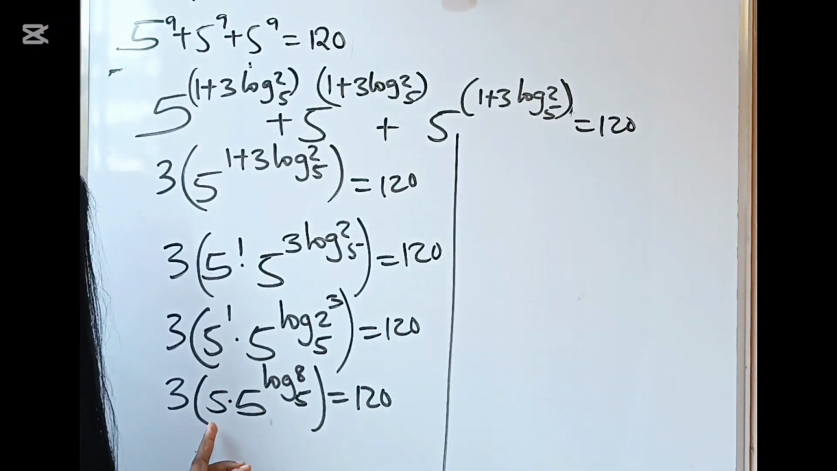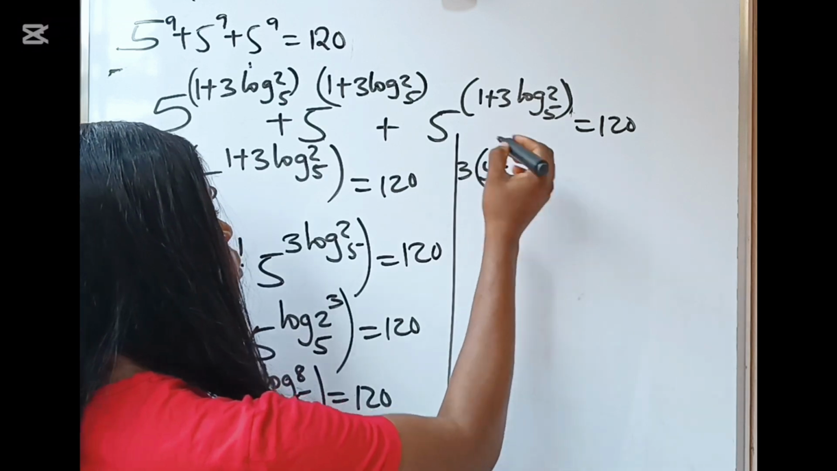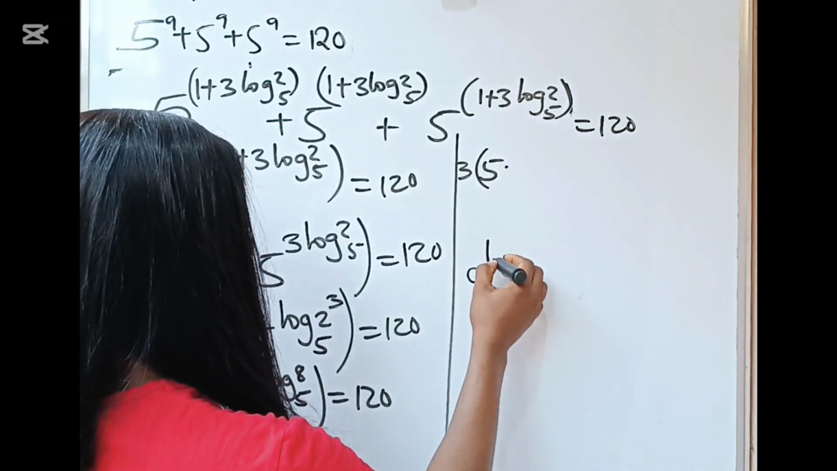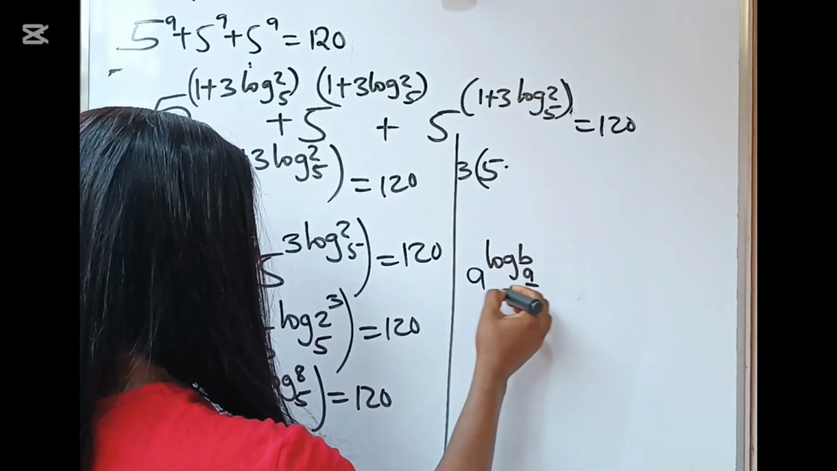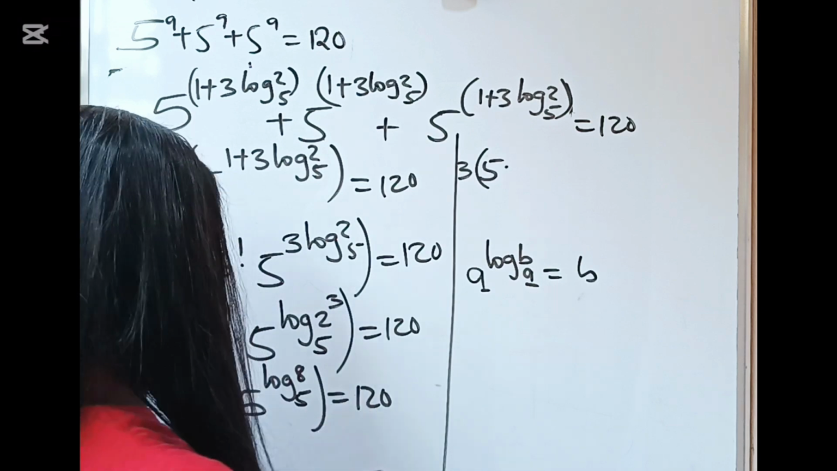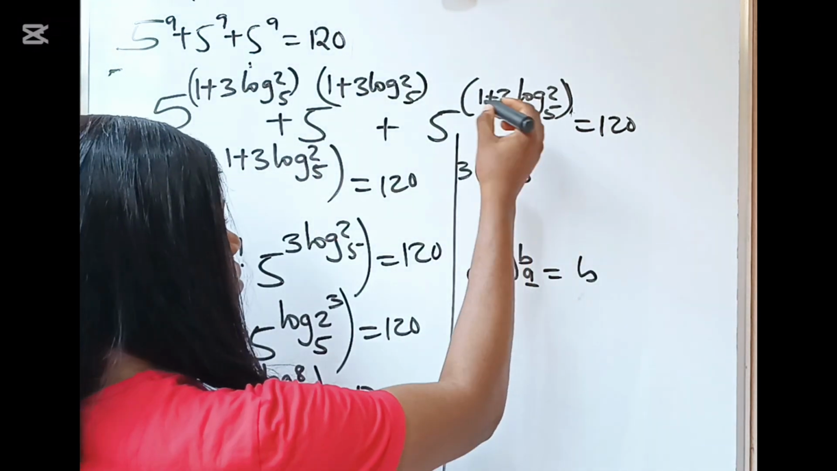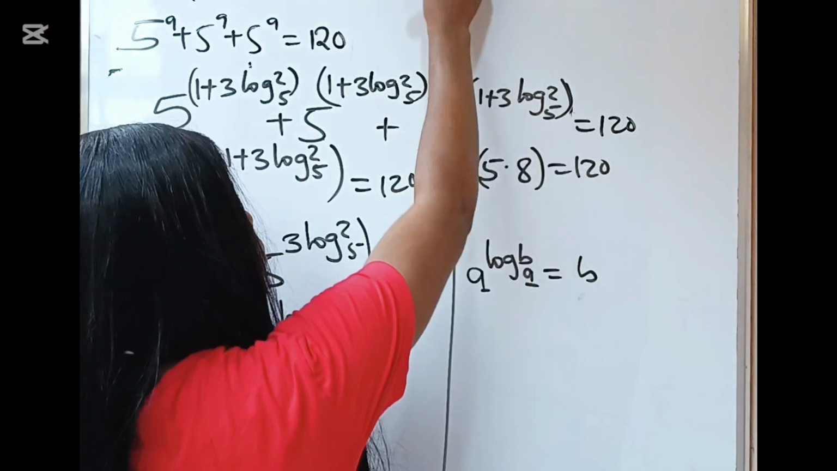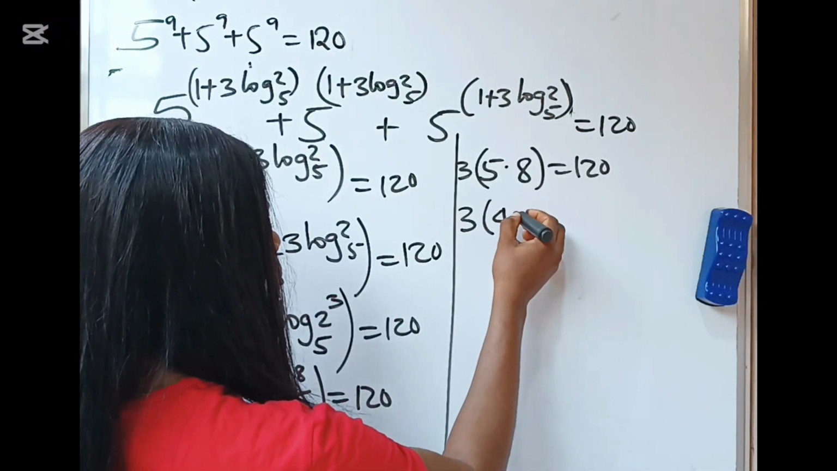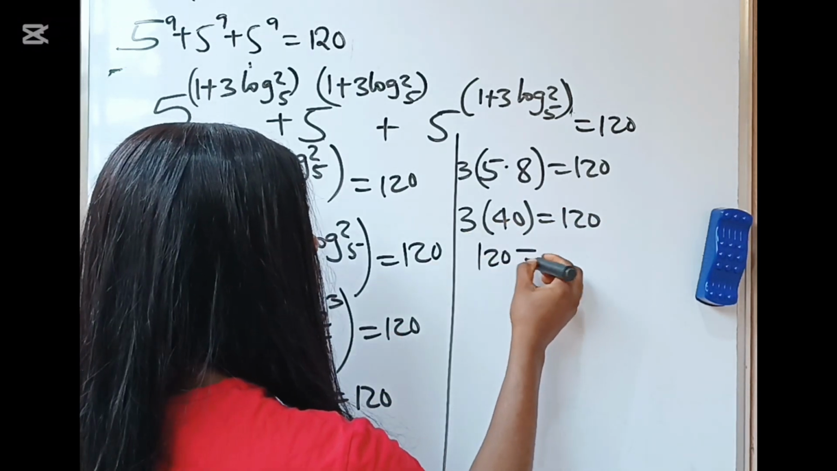All right. Now we have 3 brackets 5 multiplied by, now when you have a raised to the power of log b base a, this and this are the same. Okay, so this is equal to b. Therefore we have the same thing here and here, so that means this is equal to 8, right? Is equal to 120. Therefore we have 3 bracket 5 times 8 is 40 is equal to 120. Therefore you can see that 120 is equal to 120.